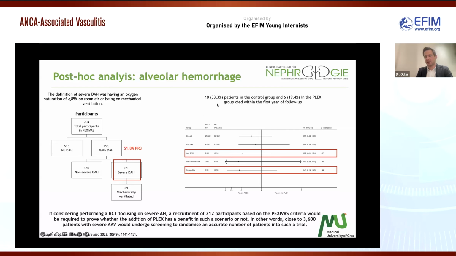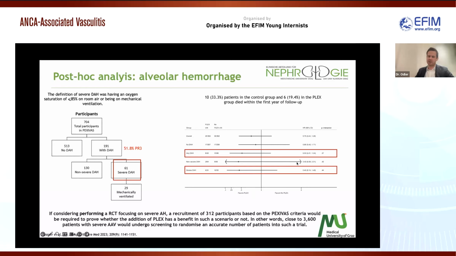What they found was that 10 patients, so up to 30% of them in the control group and 20% in the PLEX group, died within the first year of follow-up, because mortality was the primary outcome here. And they did not find any statistically significant differences in terms of this outcome. Nevertheless, if you take a look at this graphic, you can see that the IQR is quite wide, and it goes in the direction favoring PLEX.